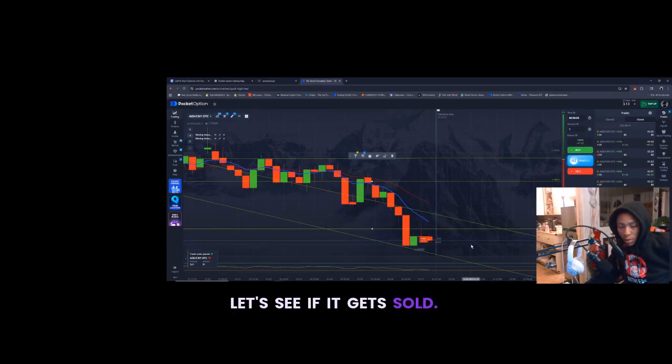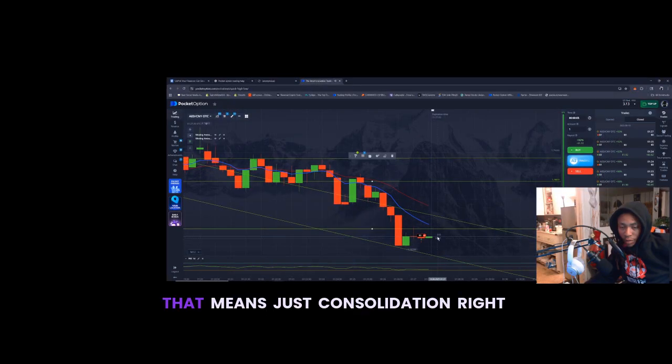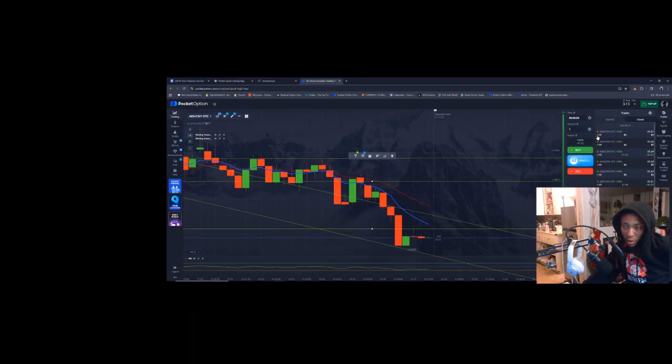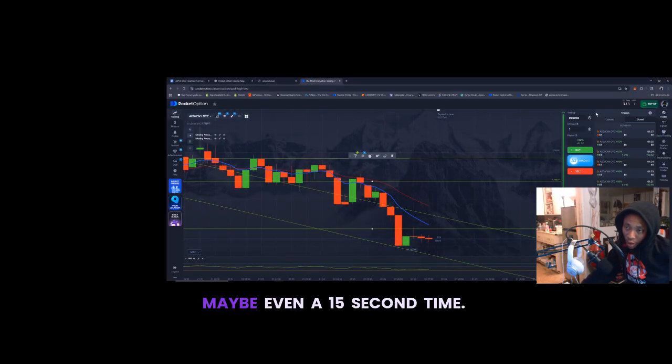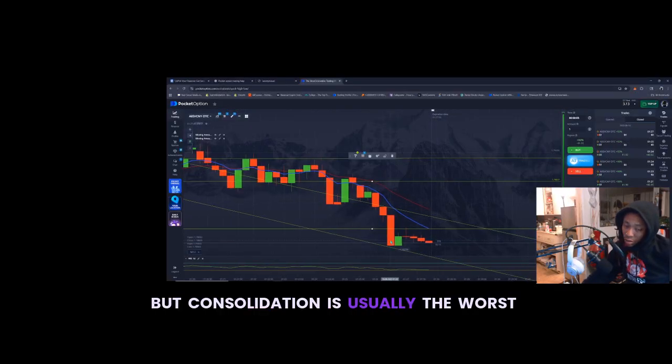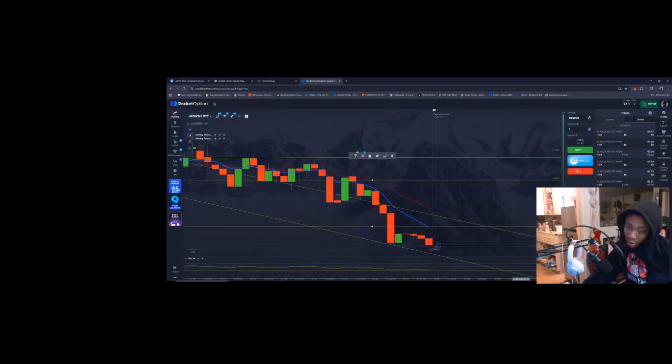Let's see if we can go. Oh, just push back. That means just consolidation right here. I'm trying to decide, but it's supposed to go down. It's just because I'm on 5 seconds. If it was a bit longer, it would have been fine. Maybe even a 15-second time. But consolidation is usually the worst period to try and put in the price.